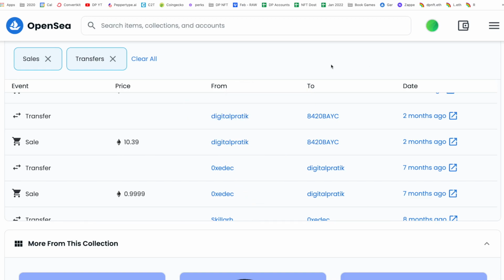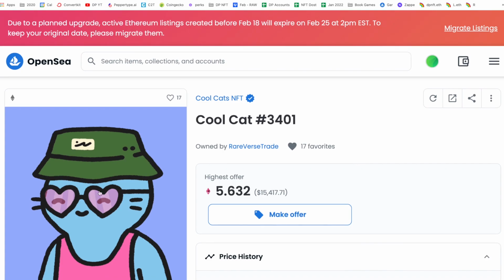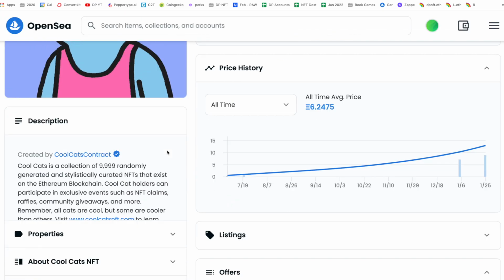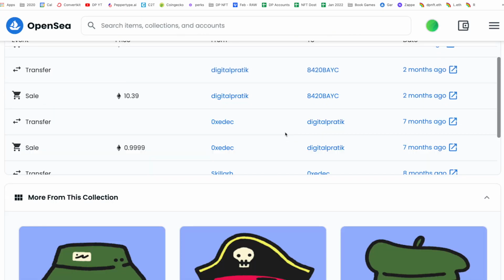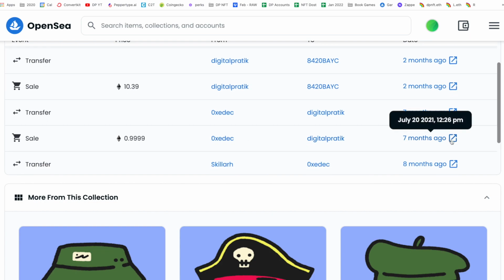Alright guys, so now that we are on this screen, you can see that I bought this 7 months ago in the month of July for 0.999 ETH, and 2 months ago, in January, I sold it for 10.39 ETH. This is the NFT I am talking about. The first thing I'll do is open up Etherscan.